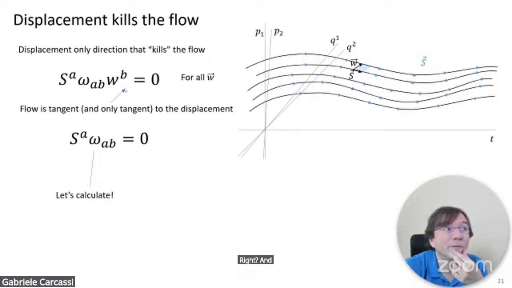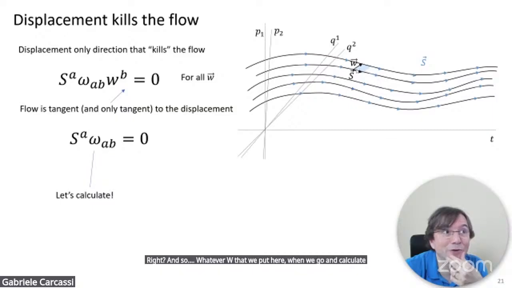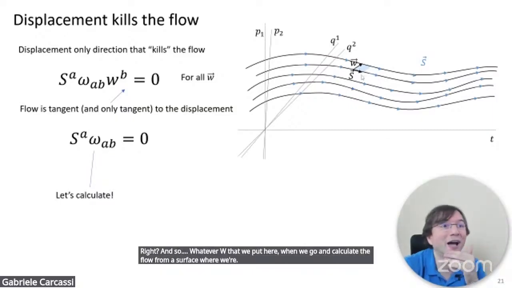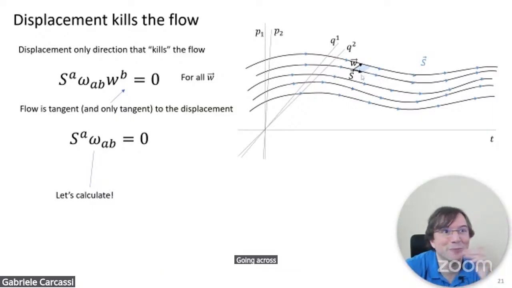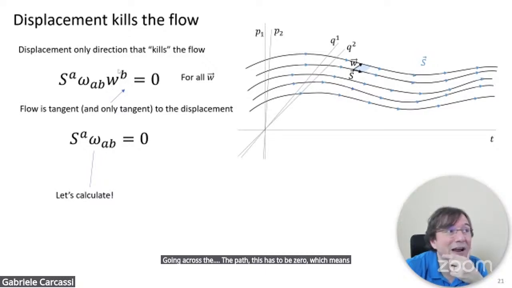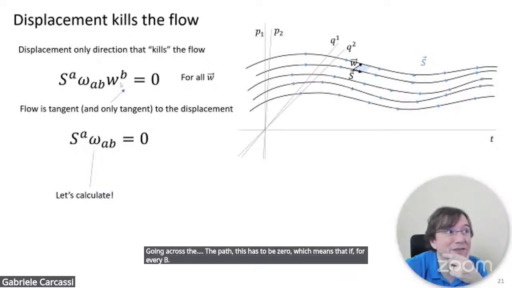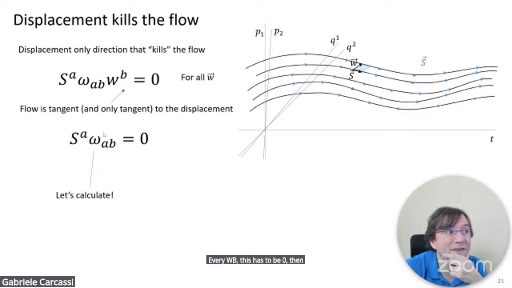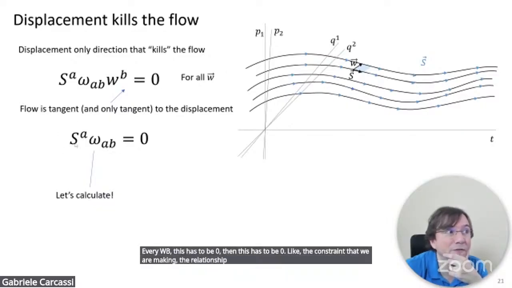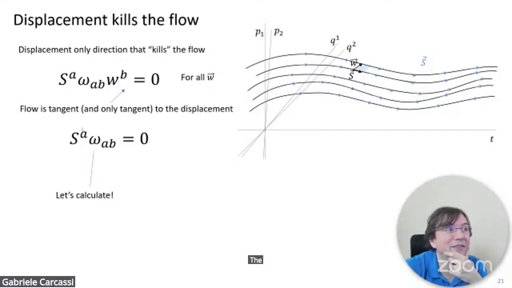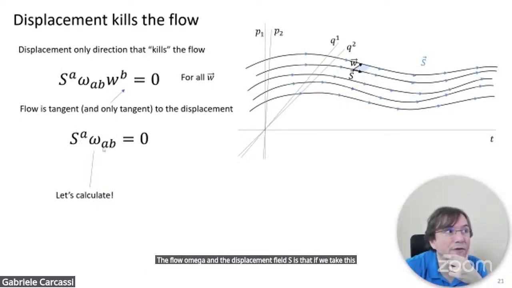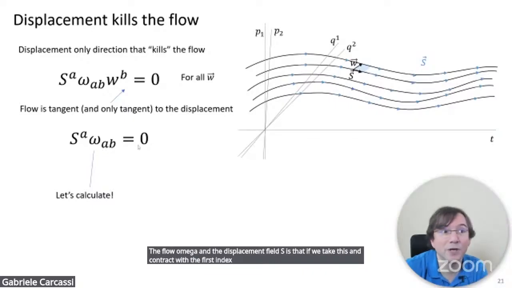And so for whatever W that we put here, when we go and calculate the flow from a surface where we're going across the path, this has to be zero, which means that if for every WB this has to be zero, then this has to be zero. Like the constraint that we're making, the relationship between the flow omega and the displacement field S, is that if we take this and contract with the first index, then we need to have a zero.